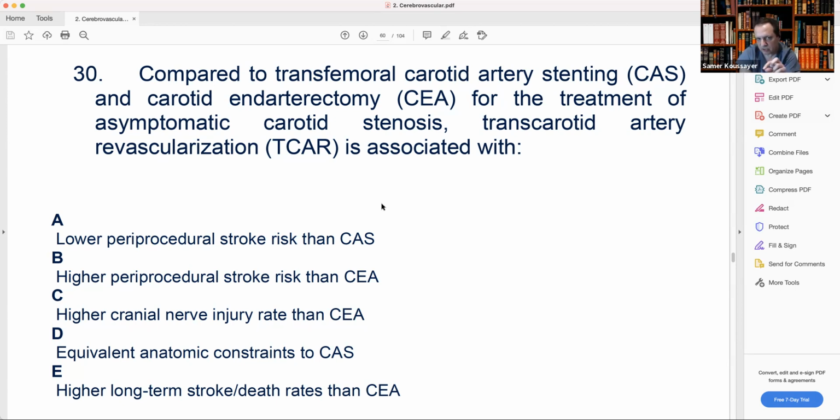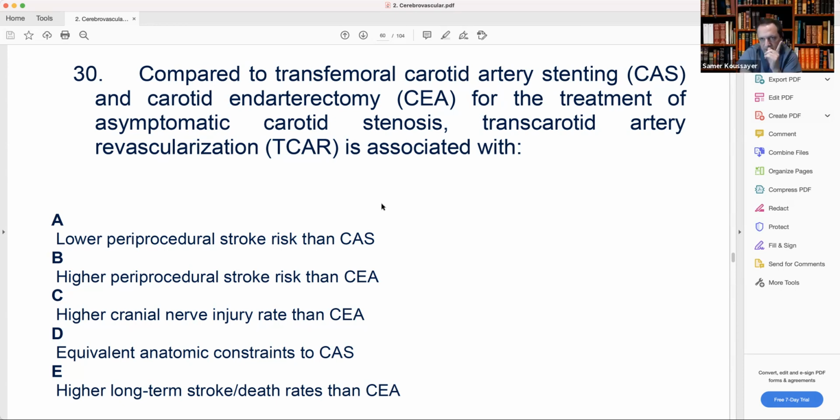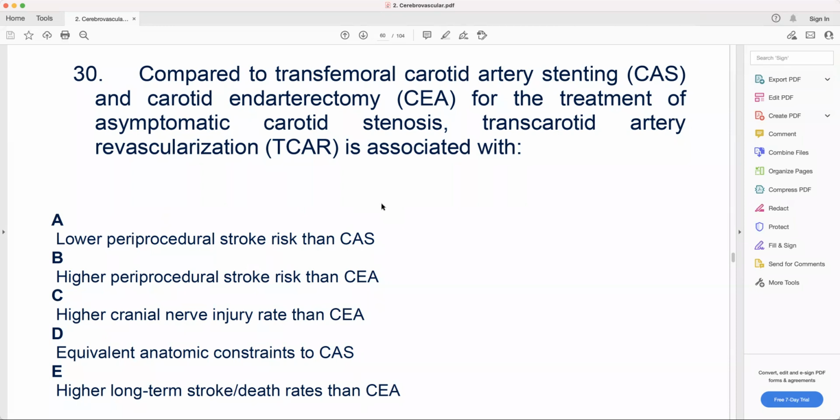You go directly to the common carotid. You put your sheath in and you do the stent. The advantage of TCAR over CAS, the stenting, is that you don't have to go through the arch. Because if you have a diseased arch, most people embolize even before you put a filter, because you have to go through the arch to the common, to the internal, before you put the filter.